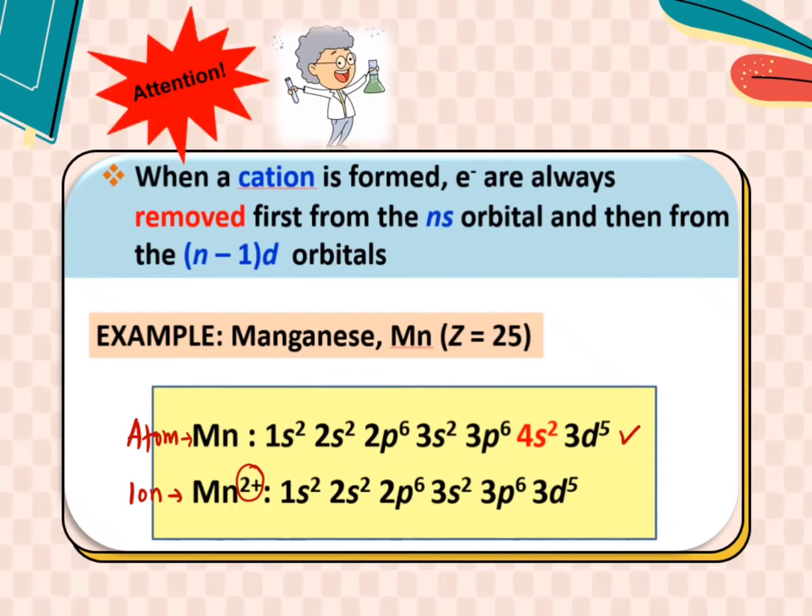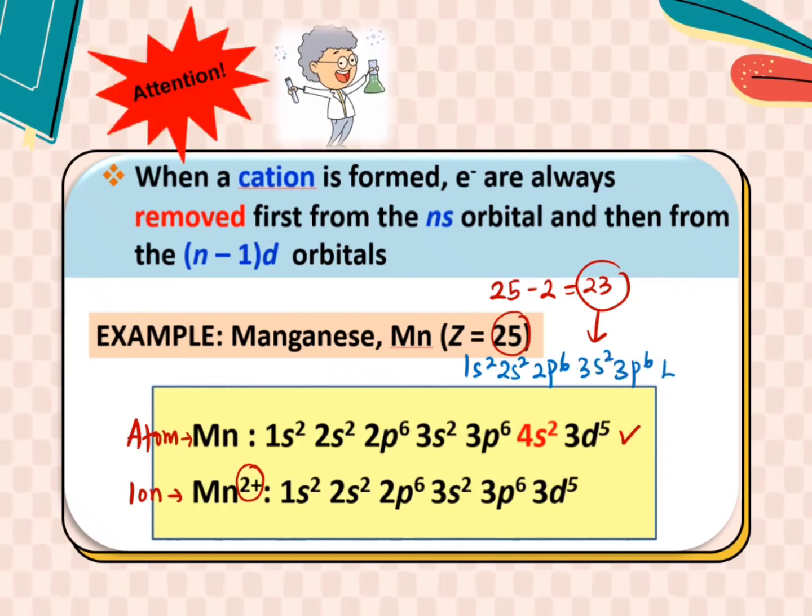So kalau you buat cara biasa, maksudnya you kata 25 minus 2, you dapat 23. So you terus buat configuration dia tanpa mengambil kira dekat mana elektron tu buang. So you buat 1s2, 2s2, 2p6, 3s2, 3p6, 4s2, 3d3. Maksudnya you buang daripada sini. Nampak? So dia tinggal 3d3. Maksudnya you hanya ikut bilangan proton number atau bilangan elektron yang telah ditolak tadi kan.